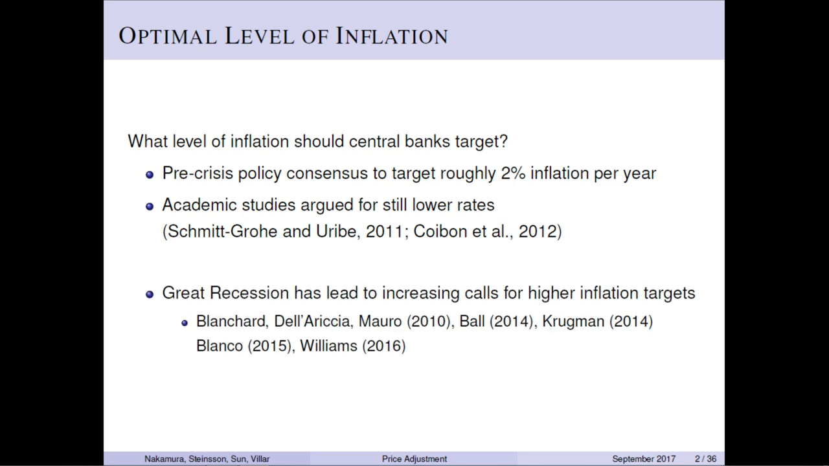This is a topic which has moved from the realm of being something that central banks wouldn't even discuss. Five years ago, when the issue was brought up, basically central banks would deny that they'd even thought about it, to something that has become a serious matter of policy discussion more recently.